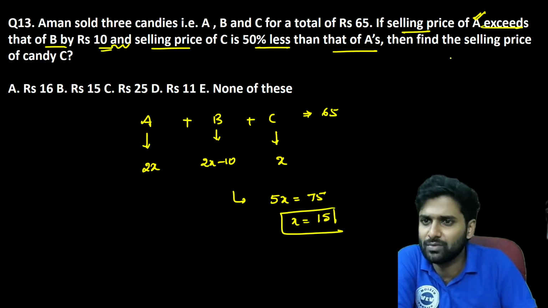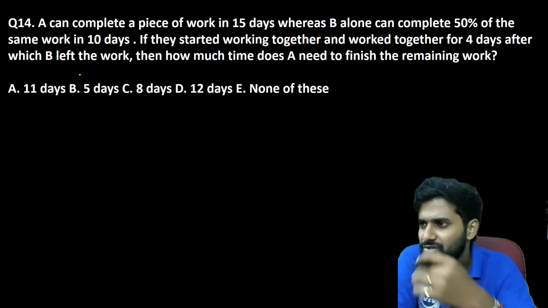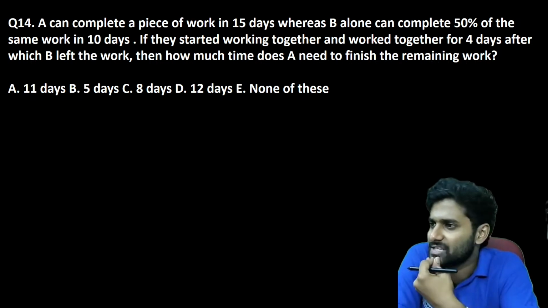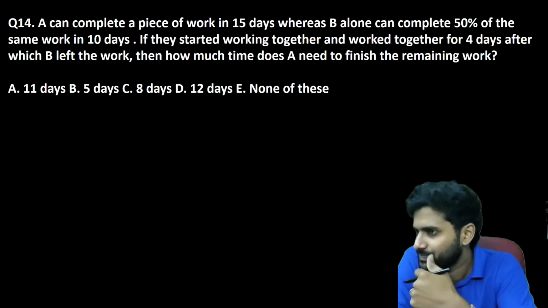Now the question here, what is the selling price of C? C value is x value is 50. It's a simple question. See the next question here from the time and work concept.